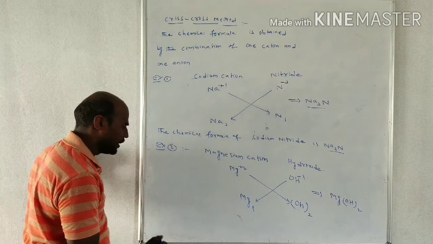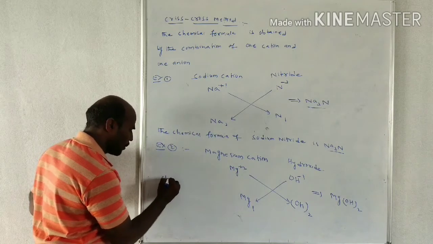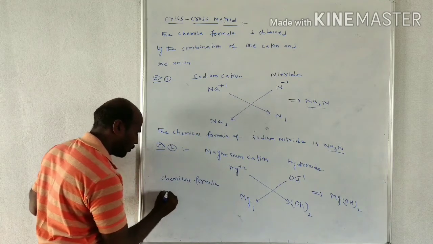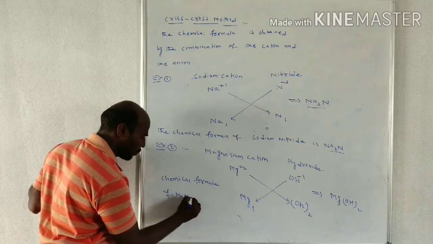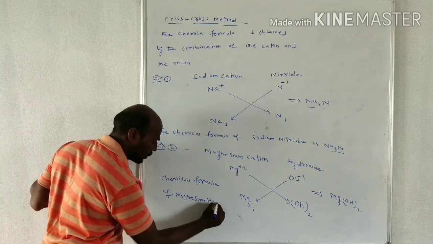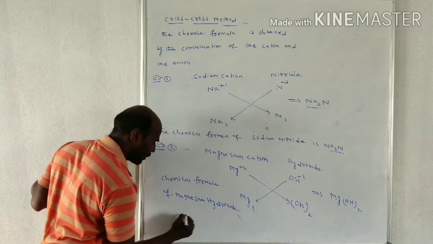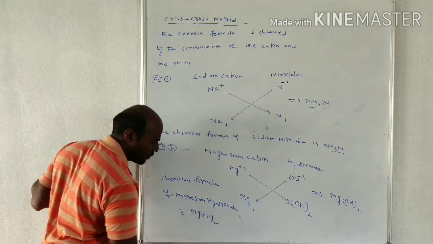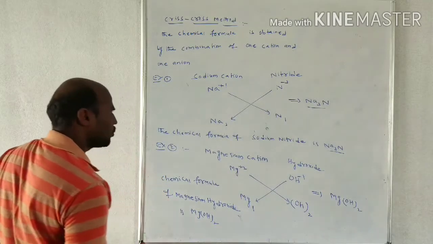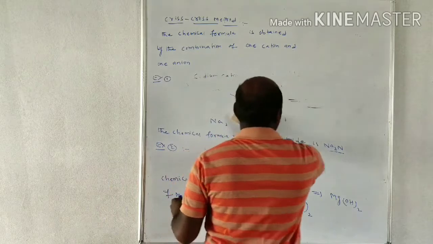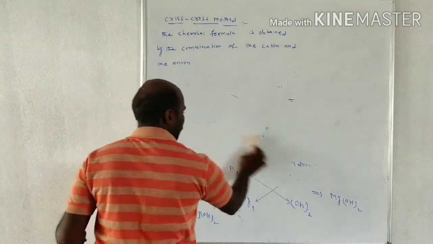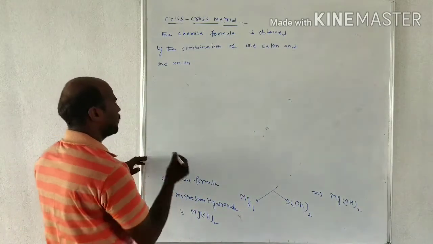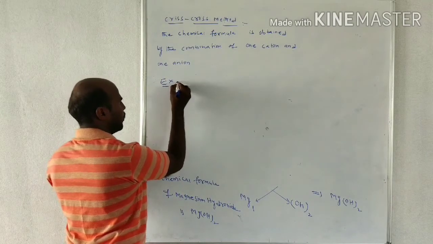So the chemical formula of magnesium hydroxide is Mg(OH)2. Similarly, we can write down so many compounds. Next, one more example, example 3.